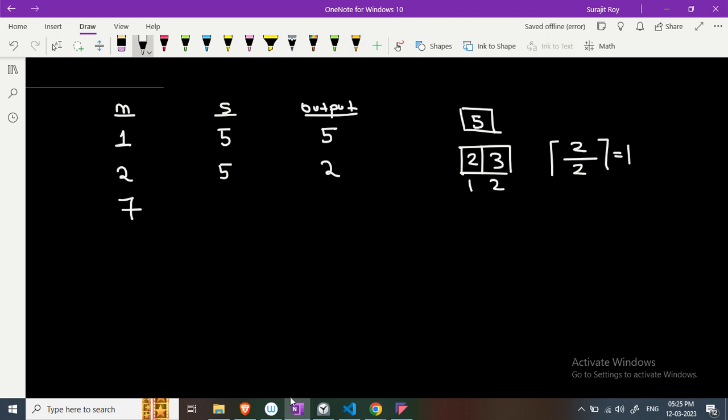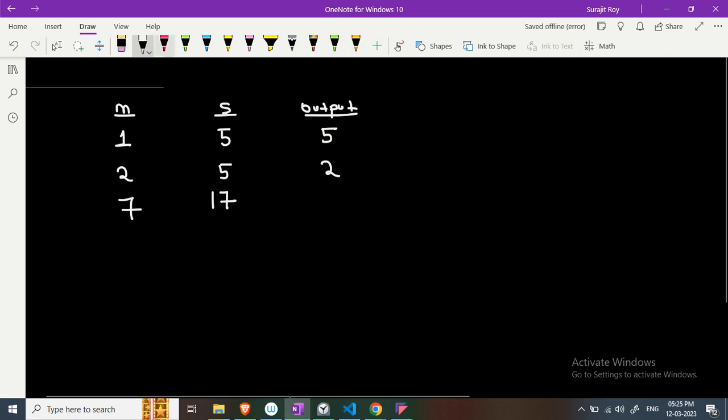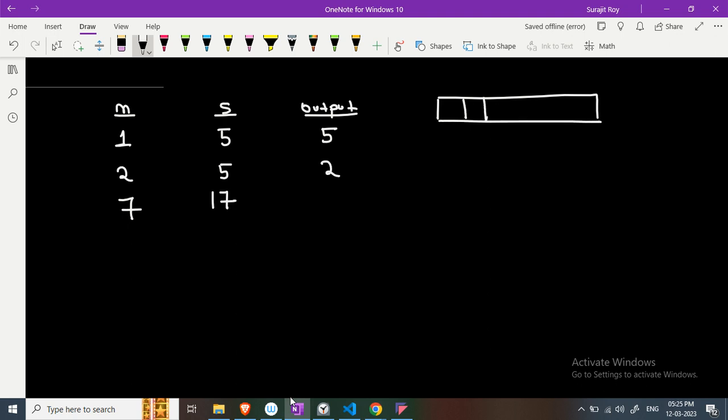Now let's take another example. n is 7 and s is 17. What will be the output in this case? There are 7 elements, so let's build the array: 1, 2, 3, 4, 5, 6, and 7 positions. And 17 is the required sum.